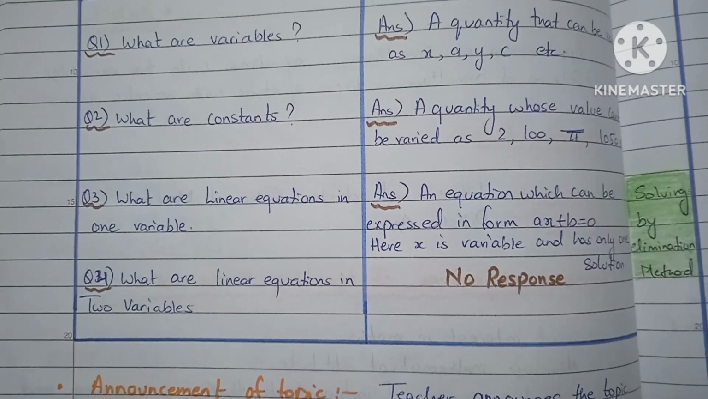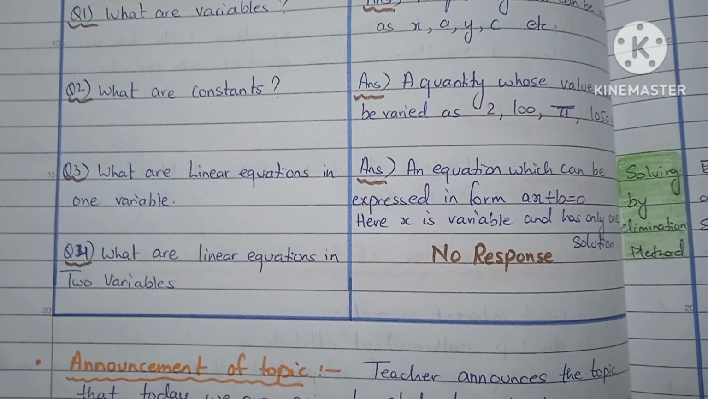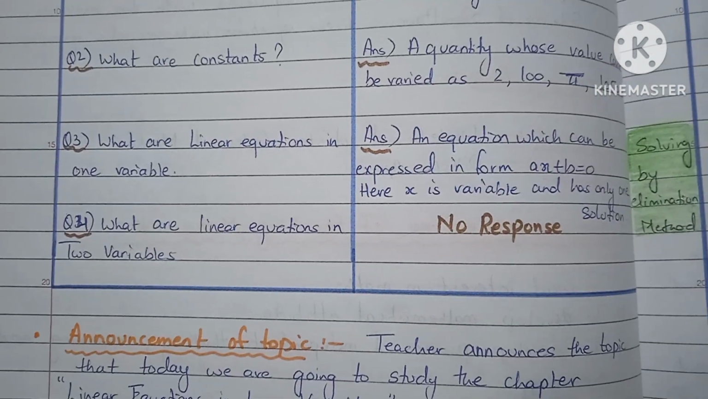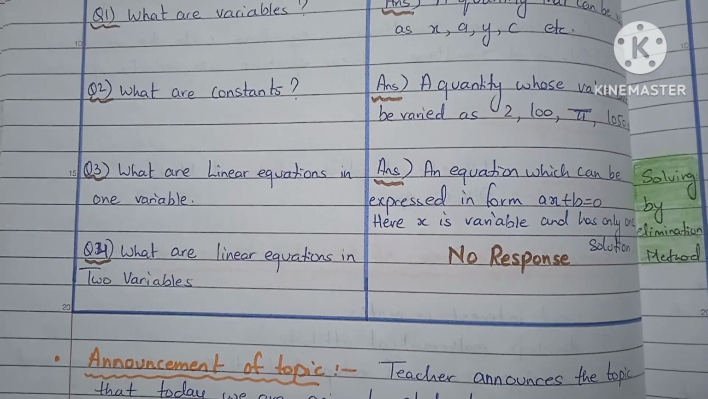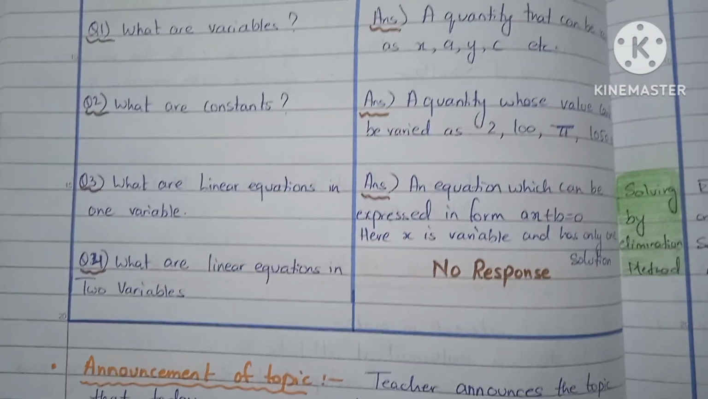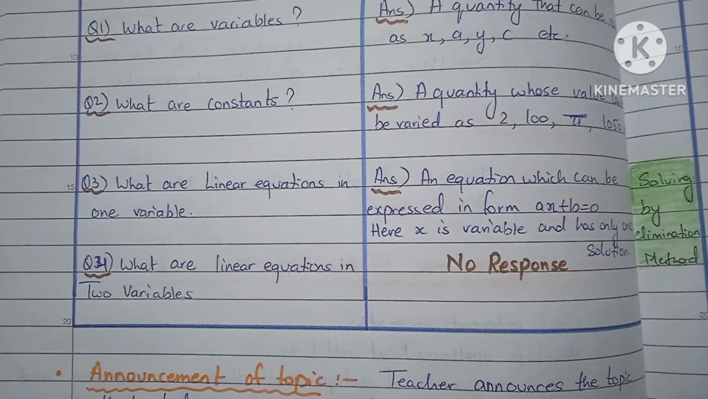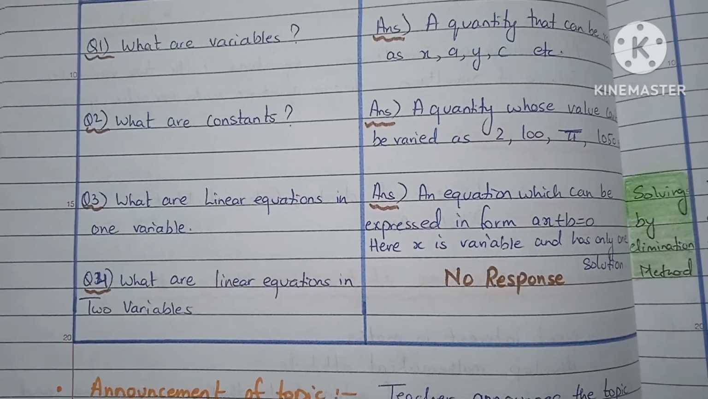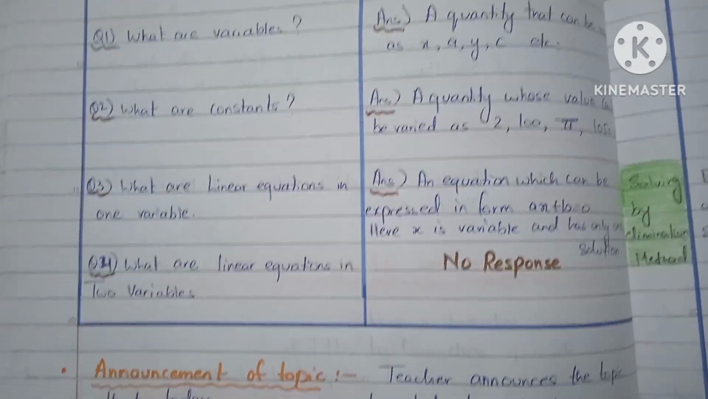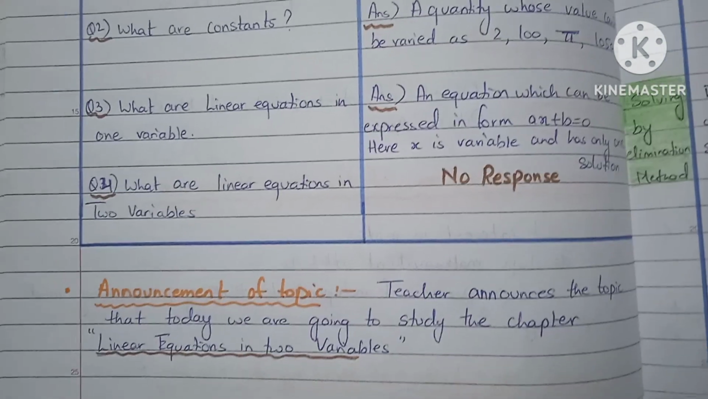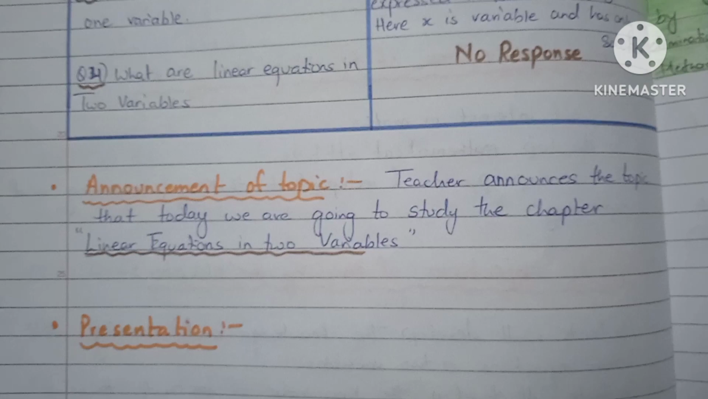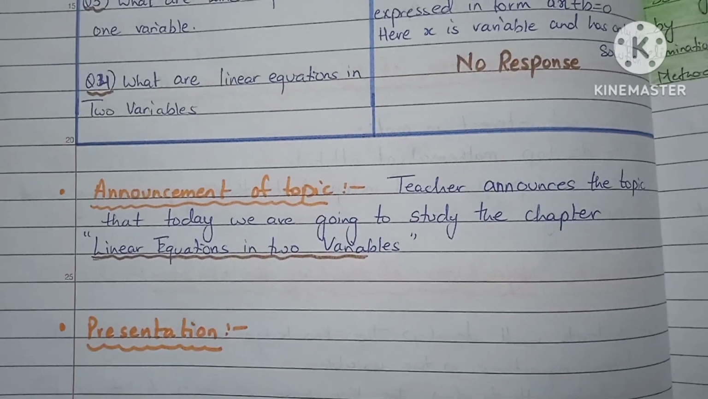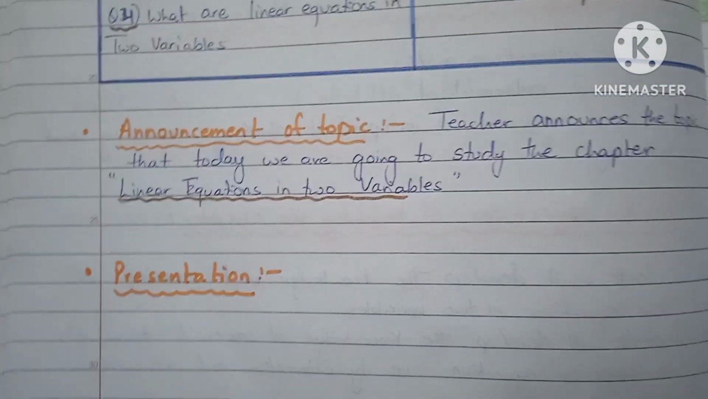What are linear equations in one variable? An equation which can be expressed in the form of ax plus b is equal to 0, where x is a variable and has only one solution. Then teacher asks what are linear equations in two variables. There is no response, and so the teacher announces the topic that today we are going to study the chapter linear equations in two variables. The presentation is as following.